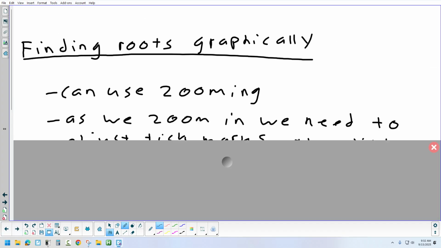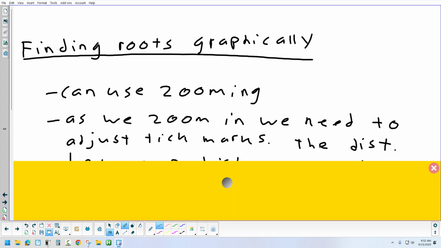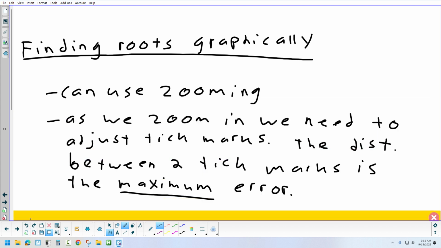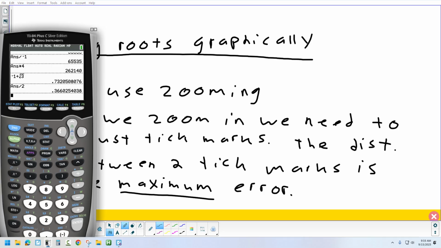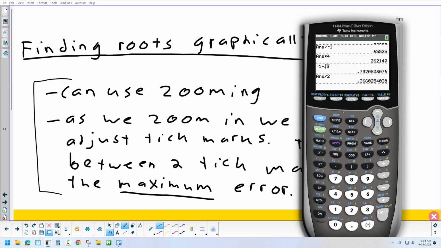Okay, so let's talk about how we can find roots graphically. Now, this, I wouldn't worry about writing this down. This is on if you have an older calculator and it doesn't have second calc 0. This is how you would have to find the root. Okay, let's go back to graph. And what I would do is zoom 2. Zoom 2 just zooms in. And I'm going to zoom in on this one.